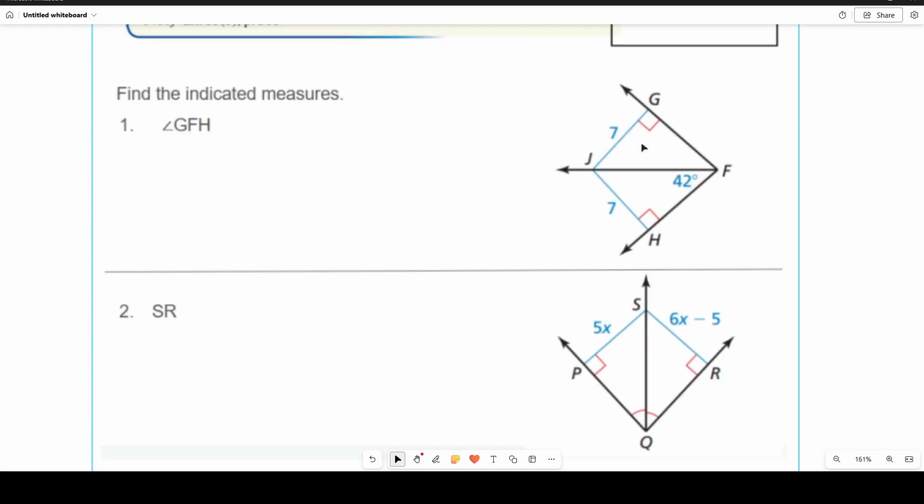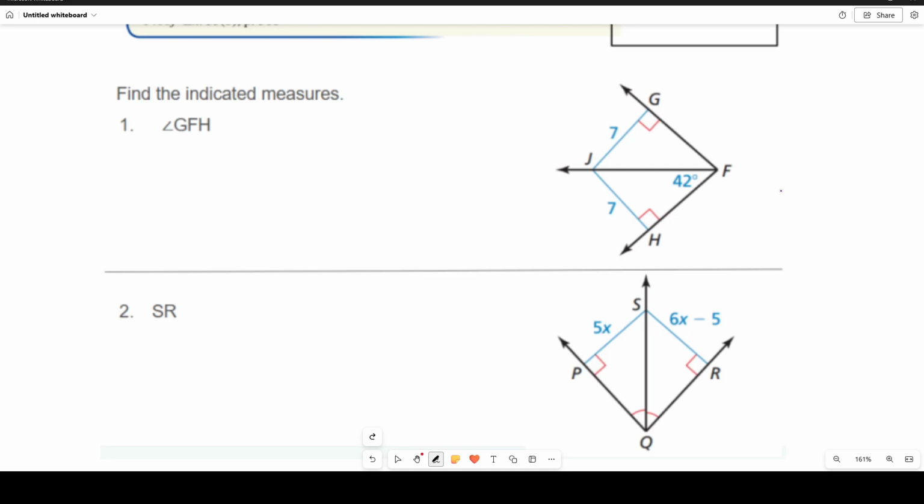Good job. Last page, we're going to find these indicated measures. Okay. First off, identify what the problem's asking you to find. It says find angle GFH. G starts at G, then goes to F, and then goes to H. So it wants you to find this whole angle right here.